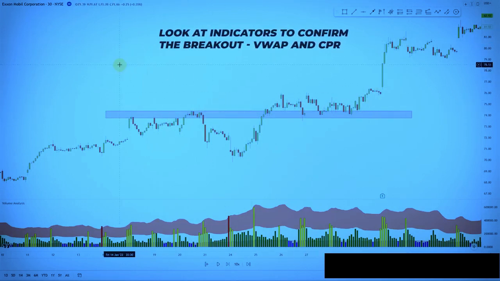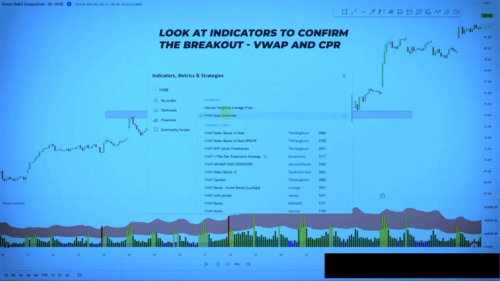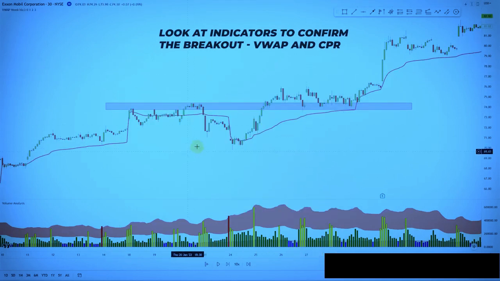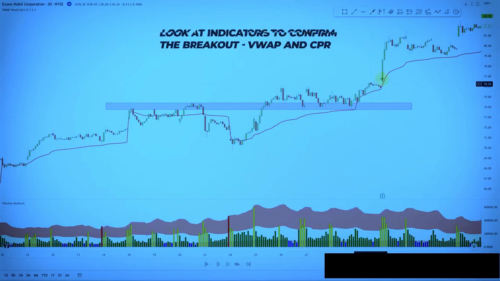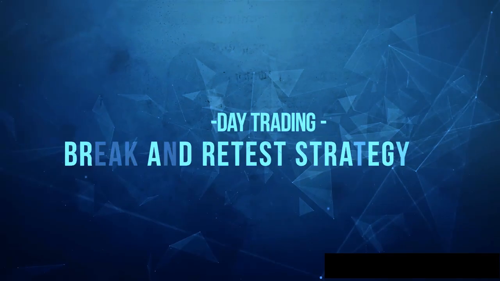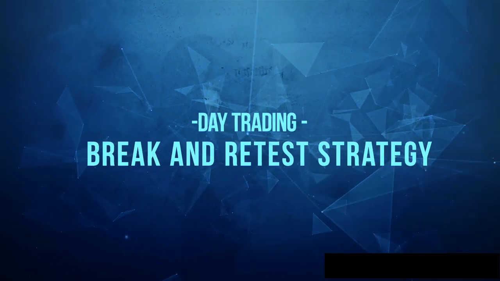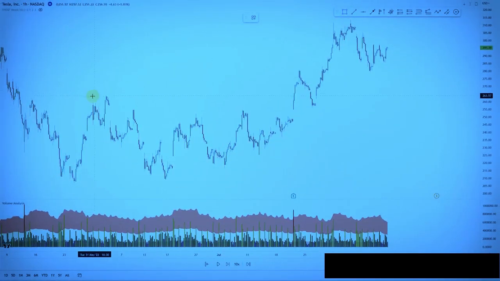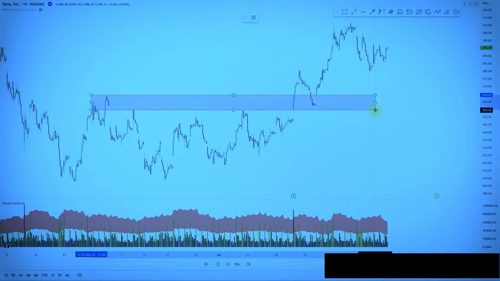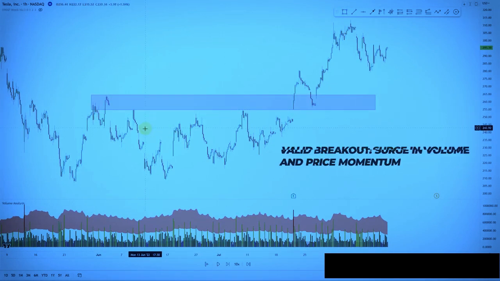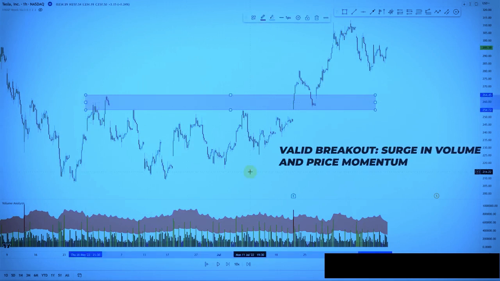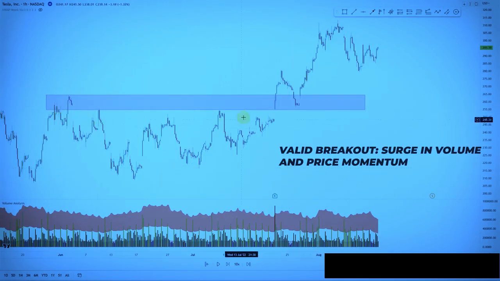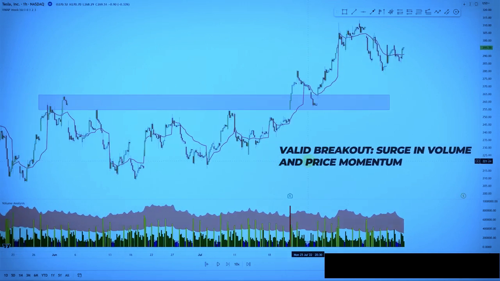Additionally, it can be helpful to look at indicators to confirm the breakout. So analyze the VWAP and the central pivot range. On the other hand, a valid breakout occurs when the price breaks through a key level and continues to move in the same direction. To identify a valid breakout, look for a significant surge in volume and price momentum, as well as confirmation from the same indicators.